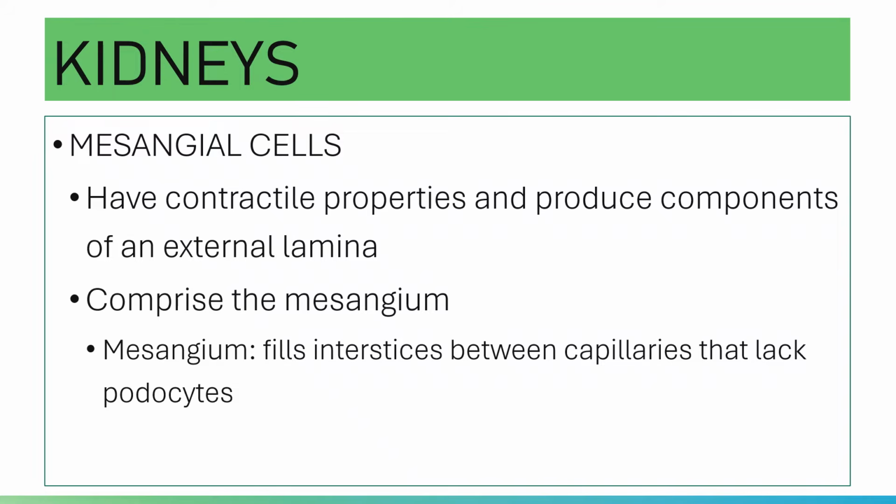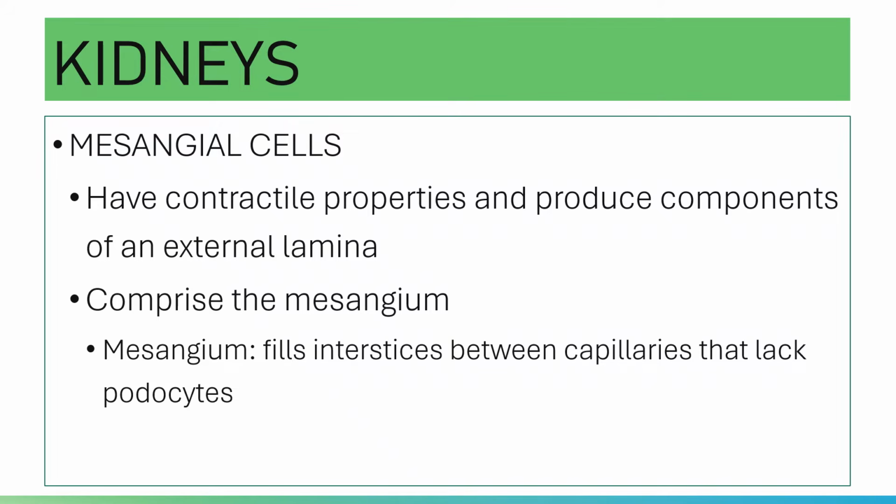There are actually two types of mesangial cells. You have your extraglomerular mesangial cells, which are located at the vascular pole, and then you have your intraglomerular mesangial cells, which are situated within the renal corpuscle. These glomerular mesangial cells are pericyte-like. They have contractile properties and they produce components of your external lamina.